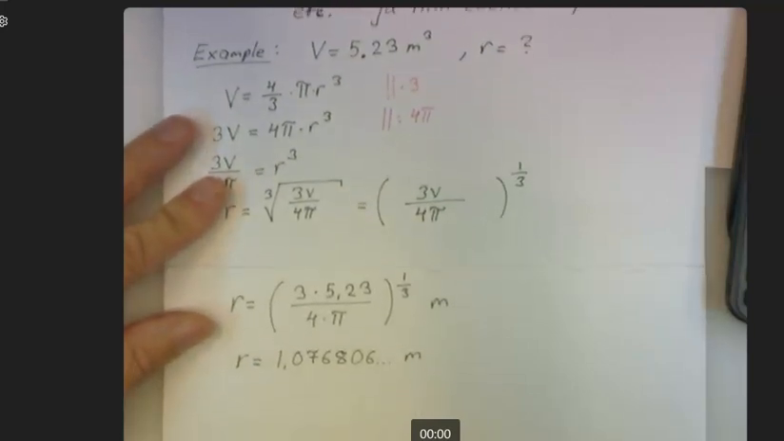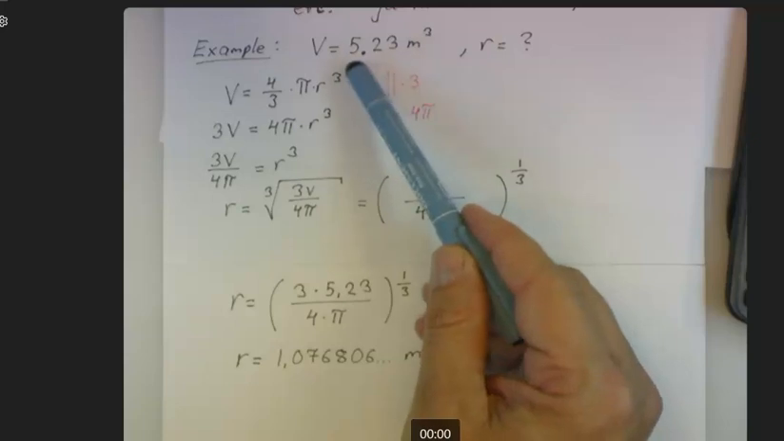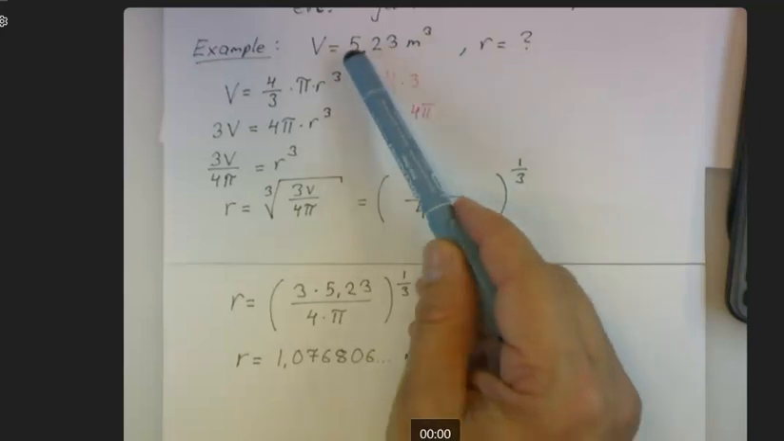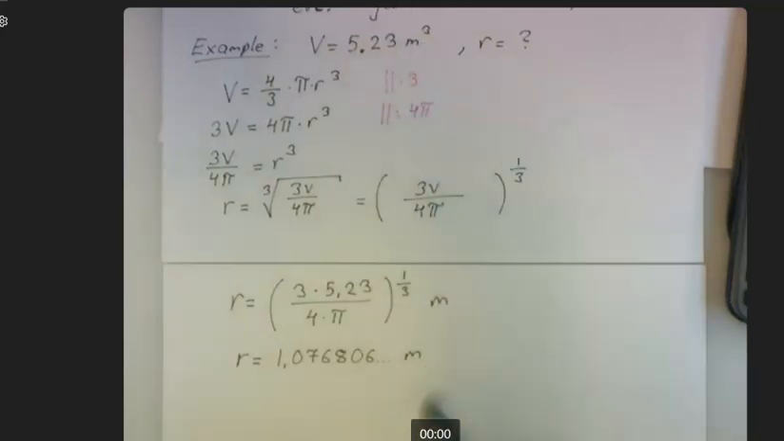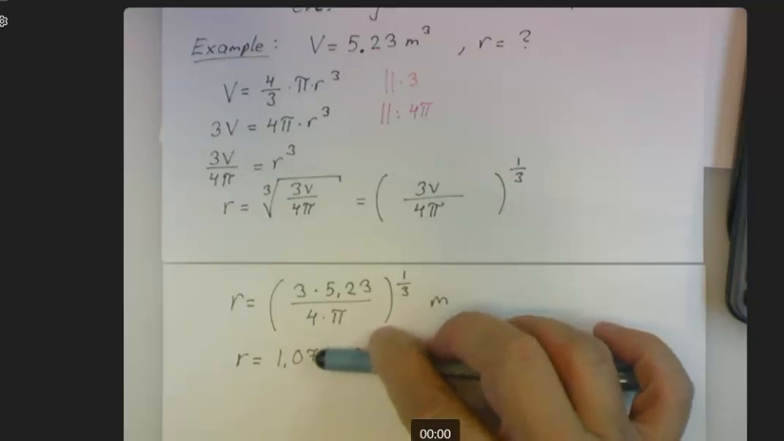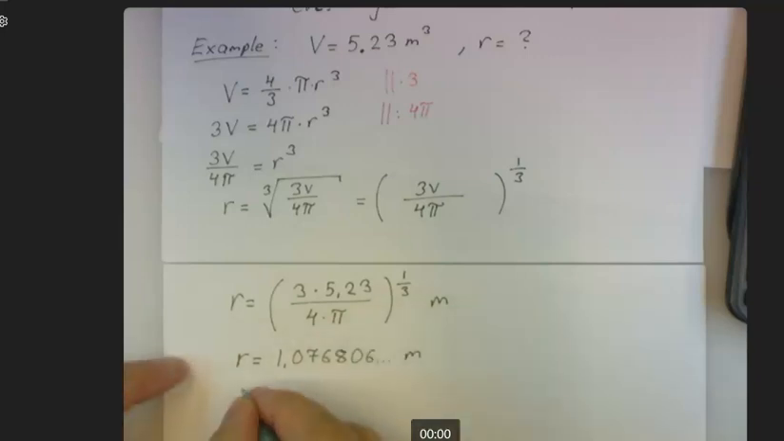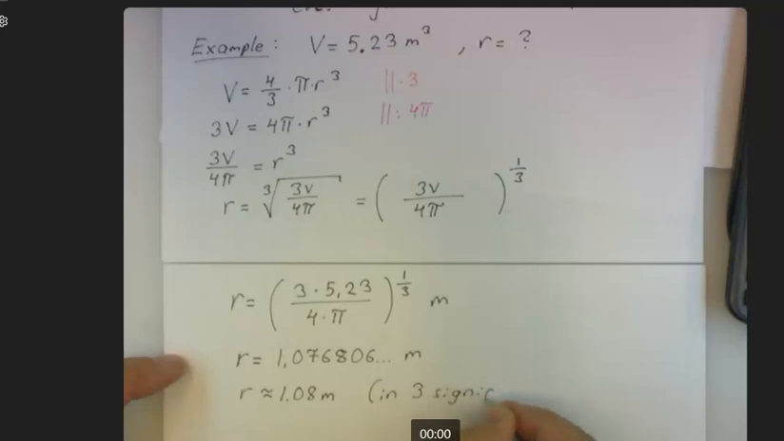And in this exercise we had the volume given in three figures, 5, 2, 3. So in this case, 3 figures would be 1.07, and this 7 rounds up to 8. So it would be 1.08 meters in 3 significant figures.